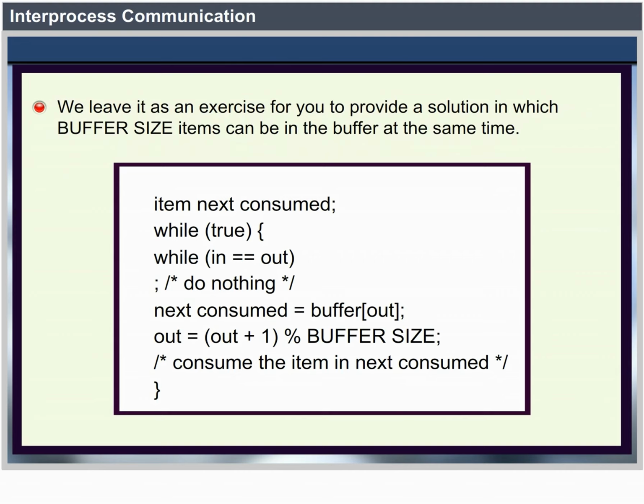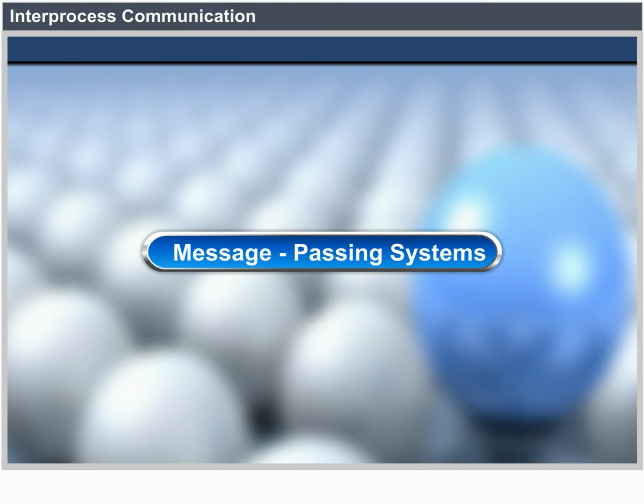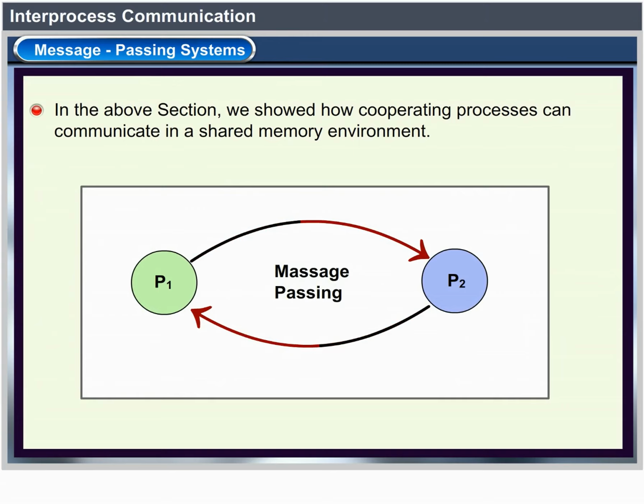One issue this illustration does not address concerns the situation in which both the producer process and the consumer process attempt to access the shared buffer concurrently. Message passing systems. In the above section, we showed how cooperating processes can communicate in a shared memory environment.